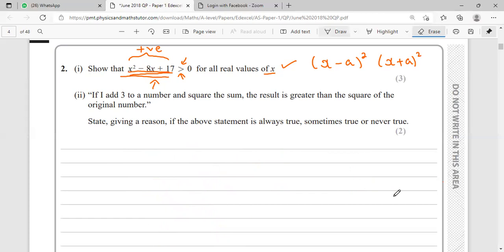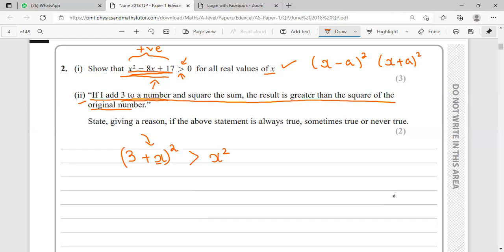Okay. So the second part is: if I add 3 to a number and square the sum, the result is greater than the square of the original number. This was the original number. So am I going to get this inequality? When I read this English statement, it is basically equivalent to the mathematical inequality I wrote, right? Okay. Now let's read the question.